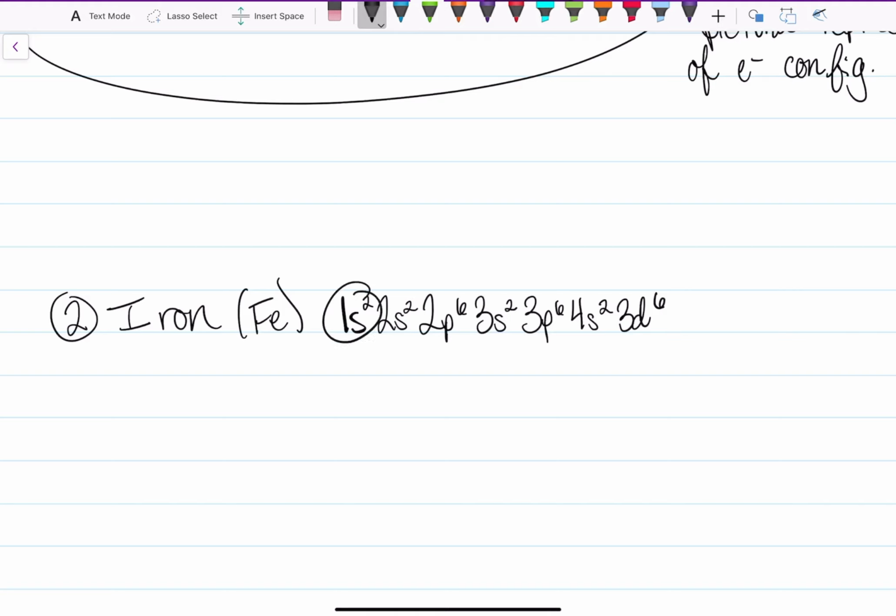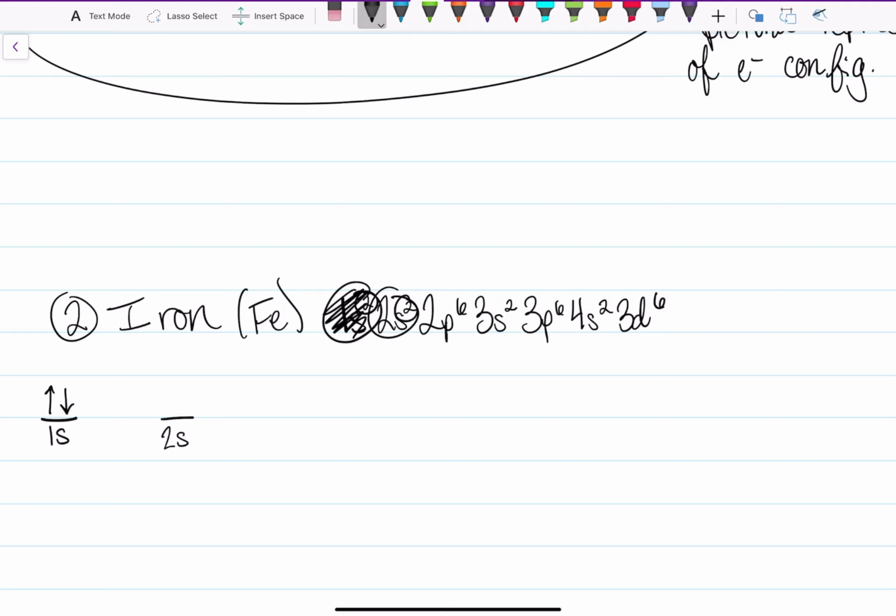First section is 1s2. It's an S. We draw one line. It's 1s, 2 electrons, 1, 2. This part is now done. Next is 2s2. We'll leave some space. S gets one line, one orbital.